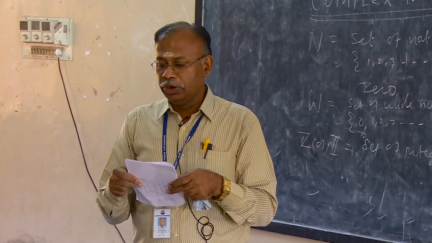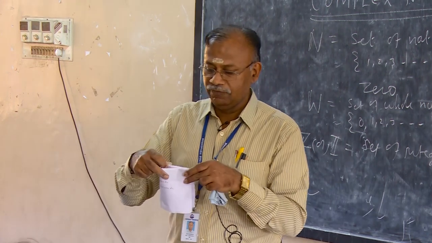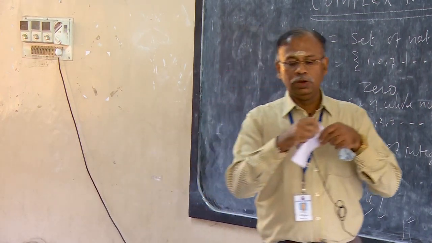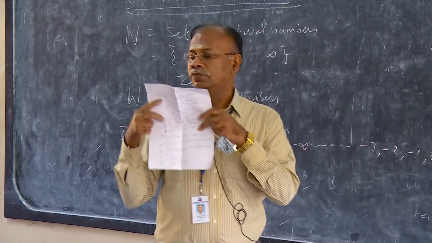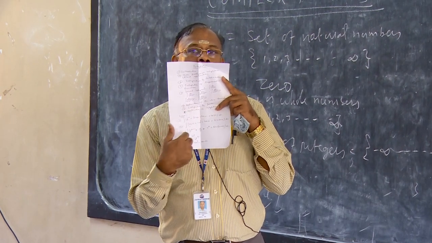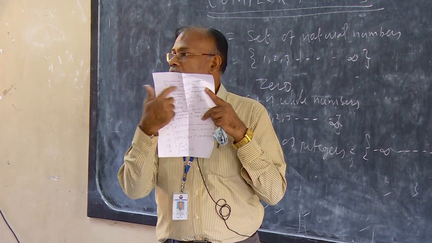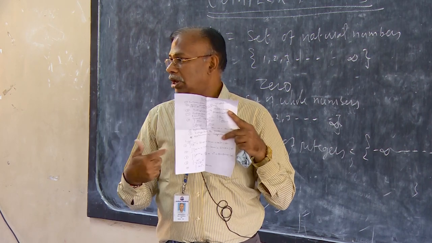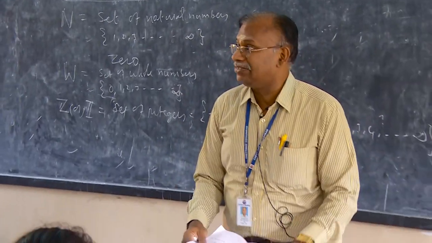If I fold it once again further equally, and if I unfold, I am able to observe there are four equal parts. This represents 1/4, 1/4, 1/4, 1/4. Each of those smaller parts is 1/4 of the whole paper. Therefore, there is no provision to represent such fractions here.